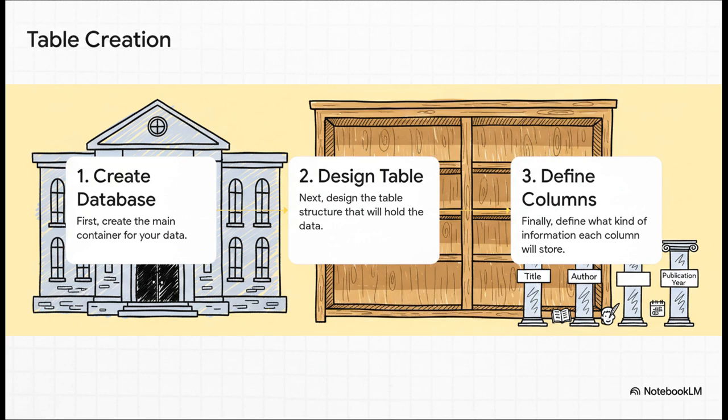Step 2, you design your table inside the database. That's our bookshelf. And then step 3, you define your columns. This is where you decide exactly what kind of info goes where. You're basically putting labels on the shelf. Title goes here, author goes here, year published goes here.